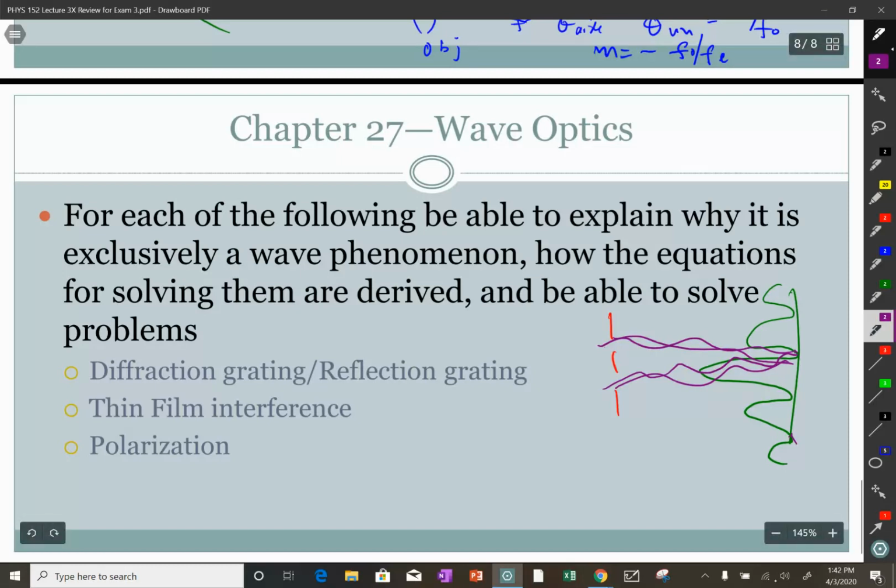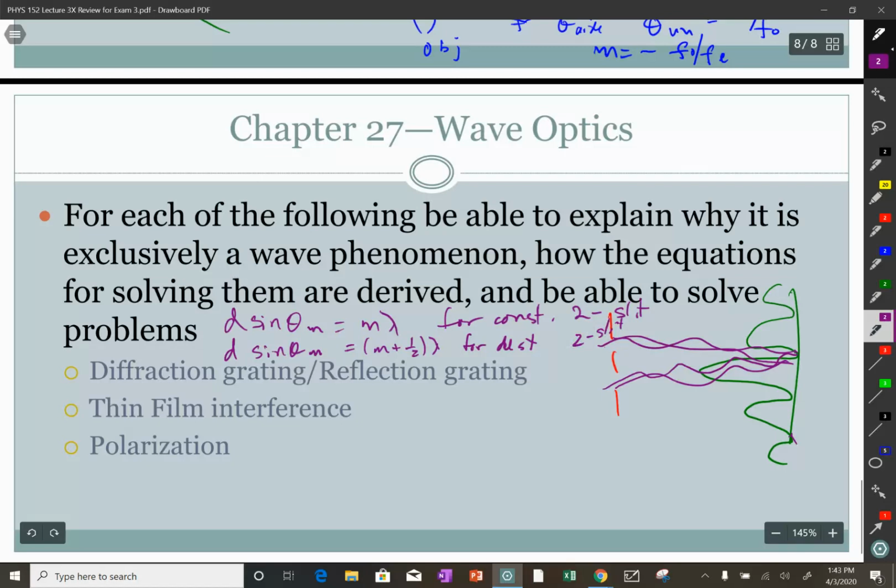And we learned equations for double slit, d sine theta sub m equals m lambda for constructive, two slit, or n slit if it has more, and d sine theta m equals m plus 1/2 lambda for destructive, two slit or more.